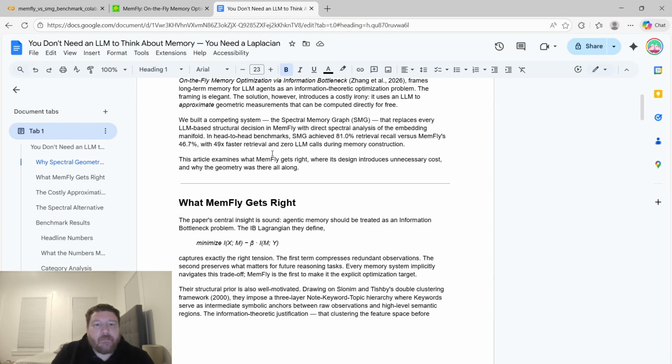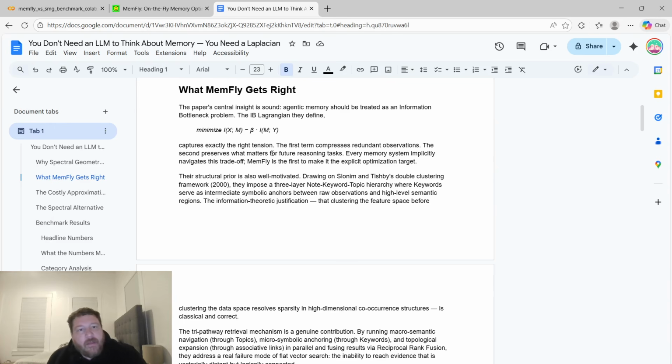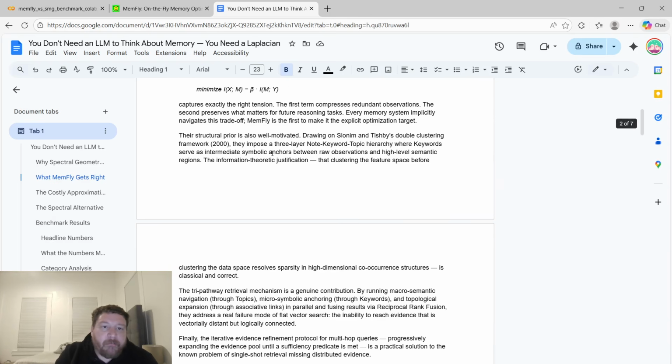This article examines what MemFly gets right, where its design introduces unnecessary cost, and why the geometry was there all along. What MemFly gets right: this paper's central insight is sound. Agentic memory should be treated as an information bottleneck problem. The specific Lagrangian that they define captures exactly the right tension. The first term compresses redundant observations, the second preserves what matters for future reasoning tasks, and every memory system implicitly navigates this trade-off. MemFly is the first to make it the explicit optimization target.